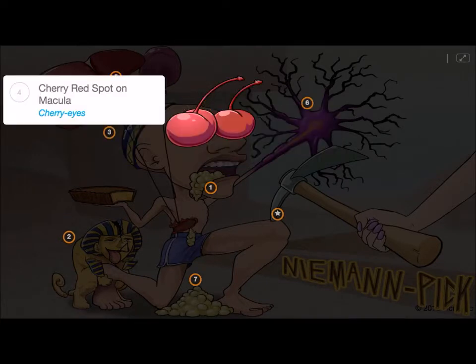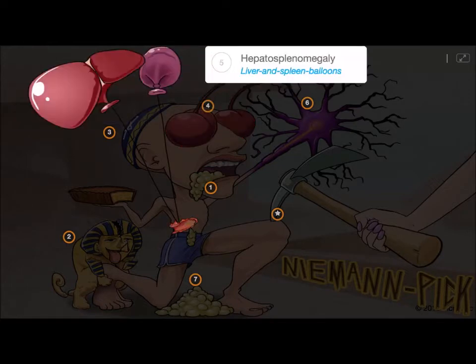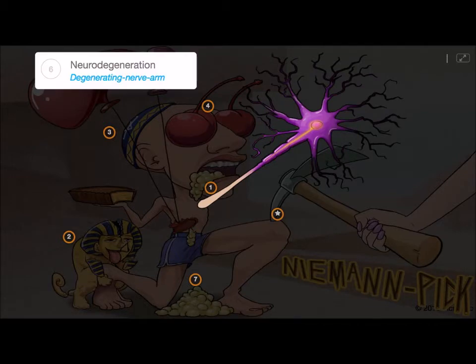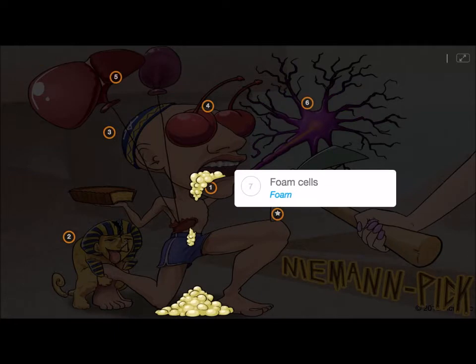Signs and symptoms of this disease include a cherry red macula, which can be visualized on fundoscopic exam, depicted here by the cherry eyes. Hepatosplenomegaly can also be appreciated on physical exam, shown by the liver and spleen balloons, due to the accumulation of sphingomyelin and other lipids in these organs. Patients also display neurodegeneration, illustrated by his degenerating nerve arm.